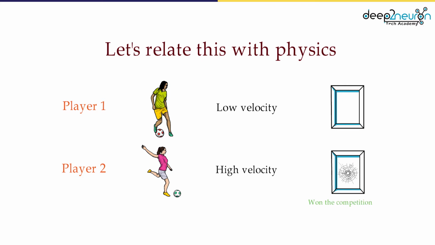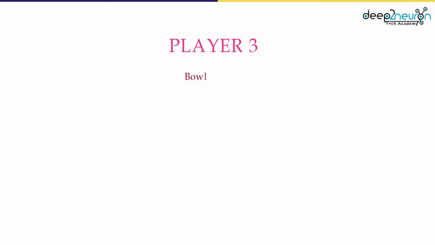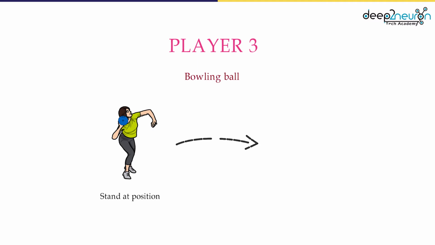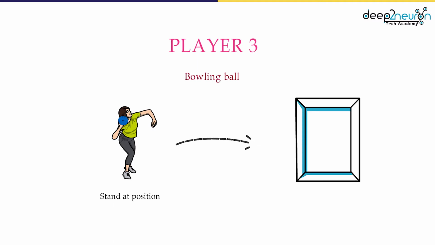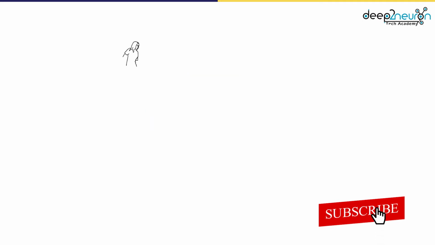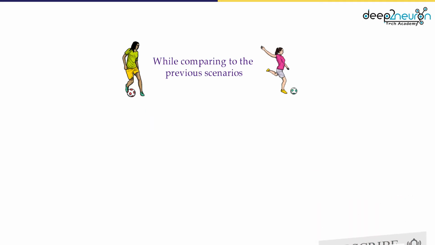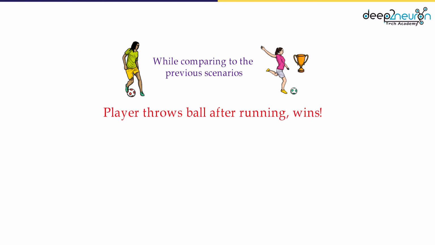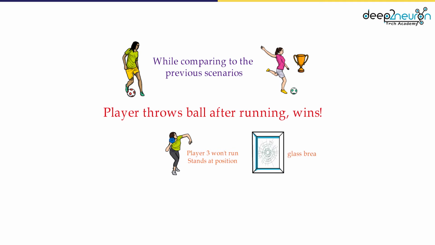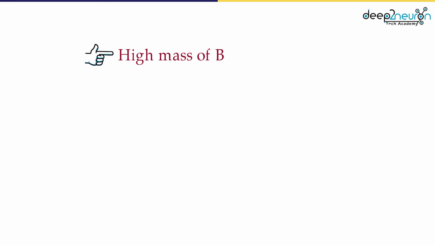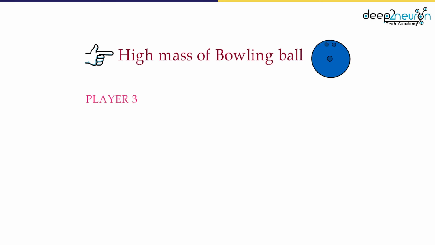Now, let's see what the third player did. Player 3 chooses a bowling ball to break the glass. He stands at the place and throws the ball at the glass. The glass breaks. Compared to the previous scenarios, the player who throws the ball after running wins. But in this case, player 3 did not run. He just stands at the position and throws the ball. But still the glass breaks. Why? It is because of the high mass of the bowling ball. Now, player 3 also wins.